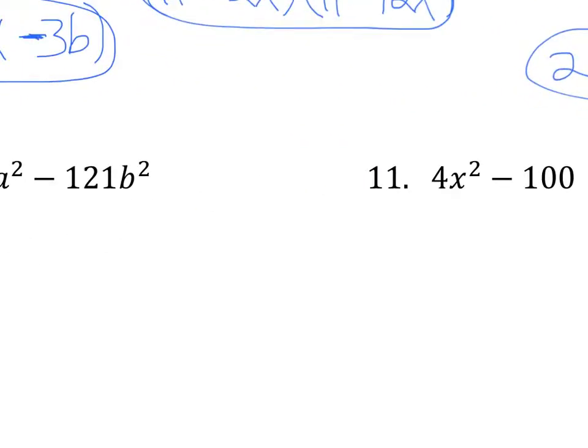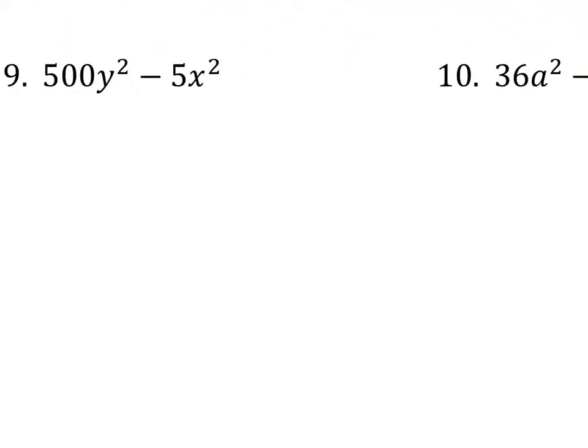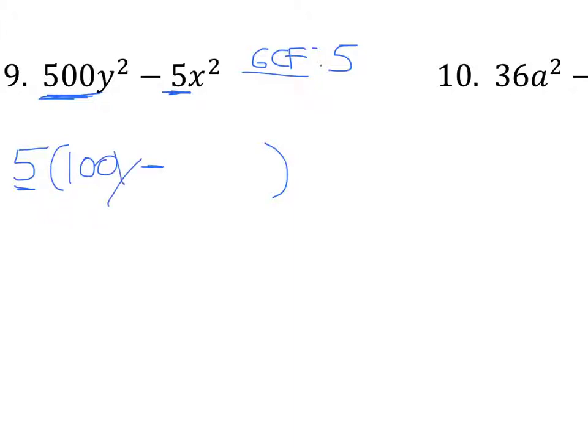Let's do number 9. Okay, number 9. I look for a GCF. There is a GCF for this. If I have 505, obviously 5 goes into 500. And so let's pull out the 5. I put the minus. 500 divided by this 5 is 100. And don't forget the y squared. And then 5 divided by this 5 is 1. And don't forget this x squared.